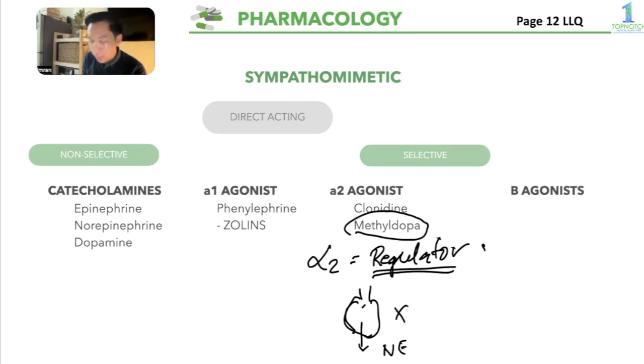Your methyl dopa is another drug that is used for pregnant women na may high blood, or hypertension in pregnancy, no? Ano ba yung mga drugs na ginagamit for blood pressure lowering sa mga patients na buntis? It's your LMNH, no? Kasama diyan sila labetalol, si methyl dopa, si nifedipine and si hydralazine. Okay? So those are the 4 drugs that can be used for your hypertension in pregnancy.